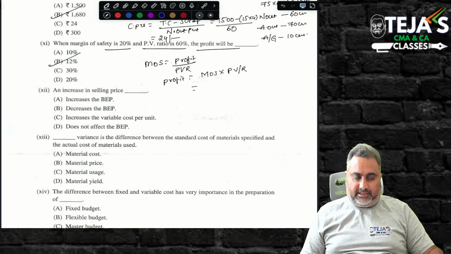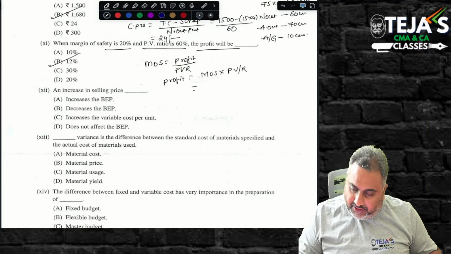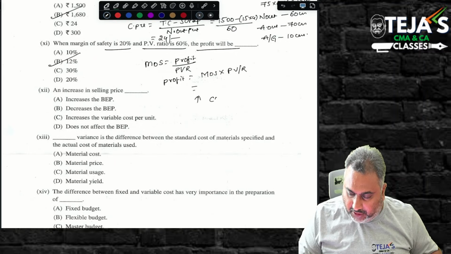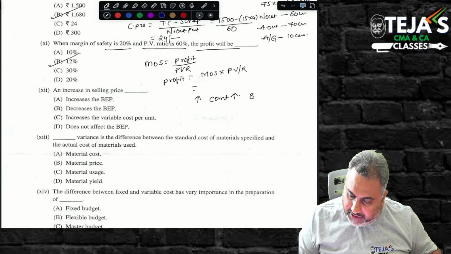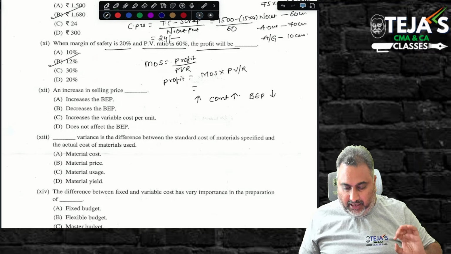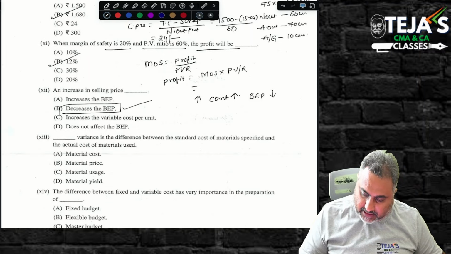An increase in selling price. So whenever your selling price is increasing, then automatically your contribution also increases. Then automatically your break-even point will decrease. Here only we have some confusion. Decrease in break-even point is the correct answer.